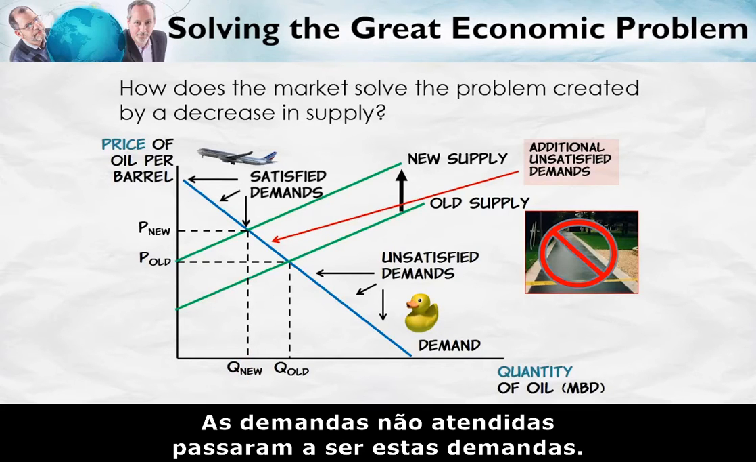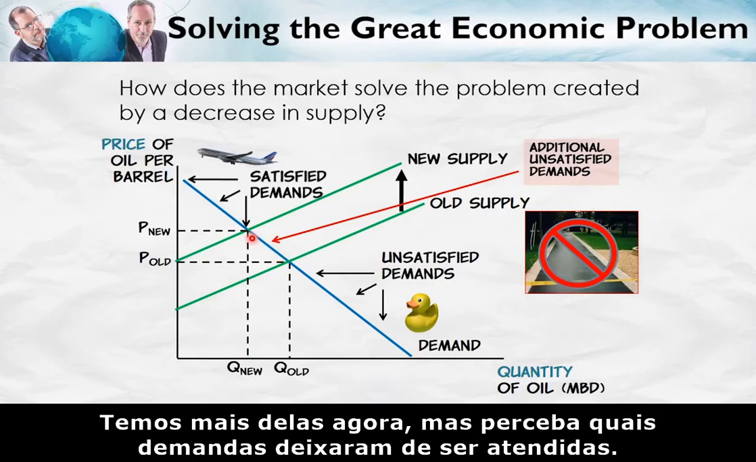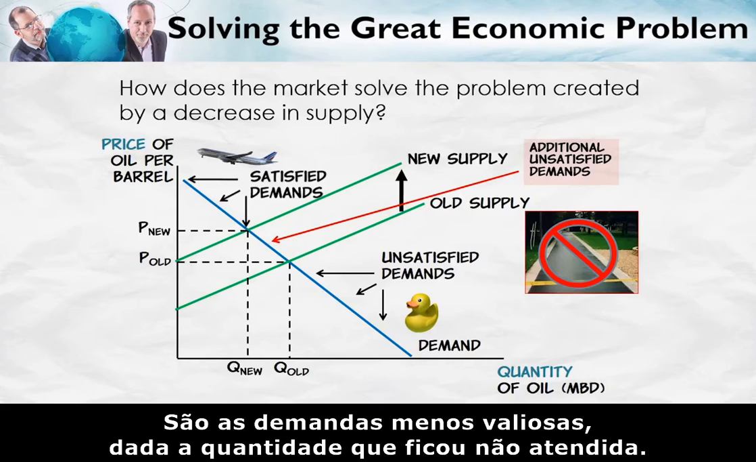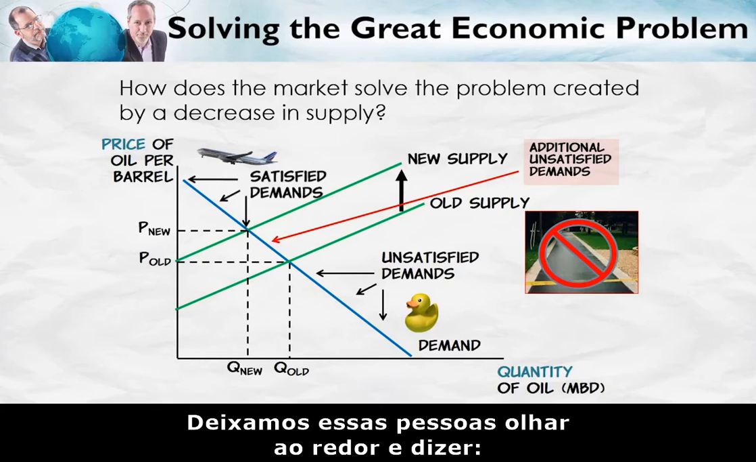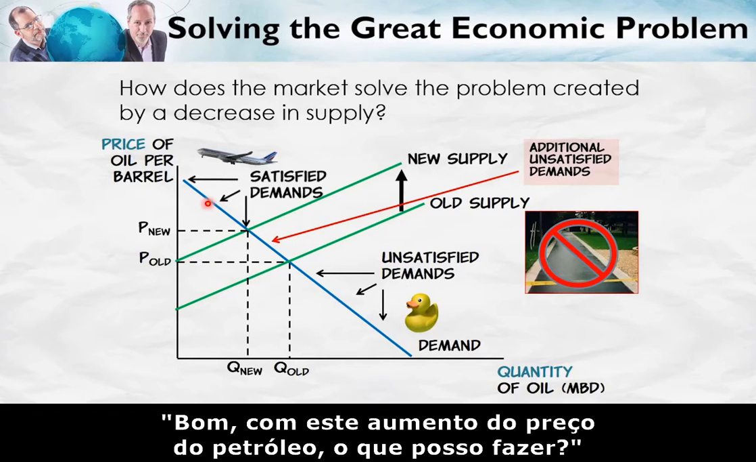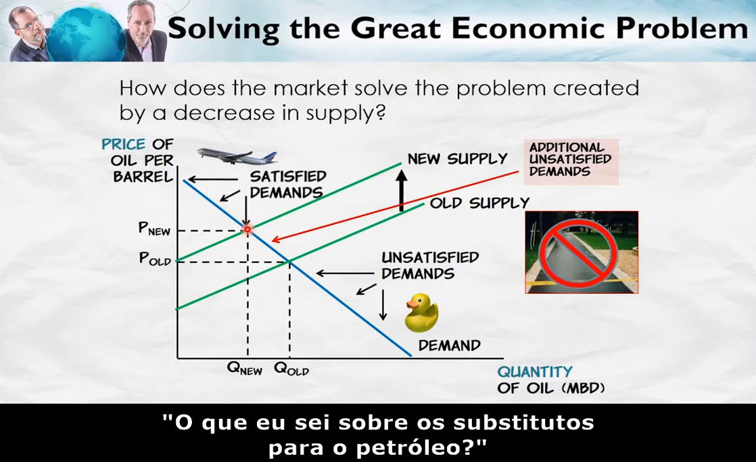The unsatisfied demands become these demands. We've got more of them now, but notice which demands become unsatisfied. It's the least valuable demands, given the quantity, that become unsatisfied. Moreover, we're letting millions of people make their own choices. We let them look around and say, well, with this higher price of oil, how can I respond? What do I know about the substitutes for oil?